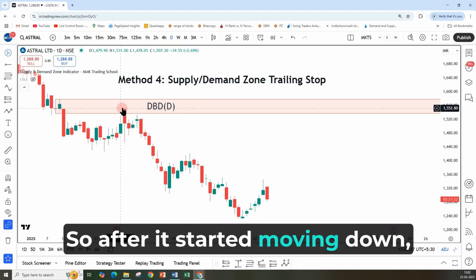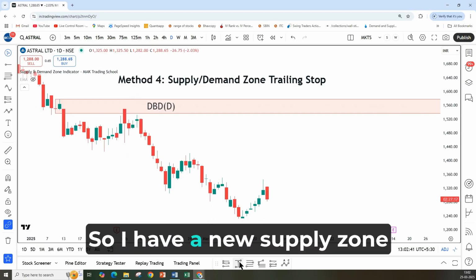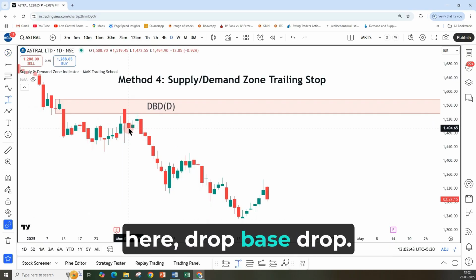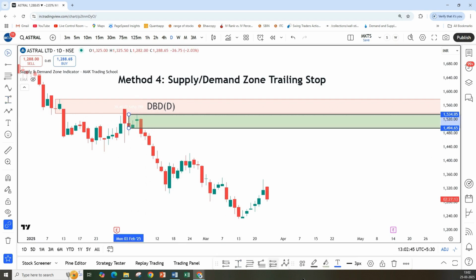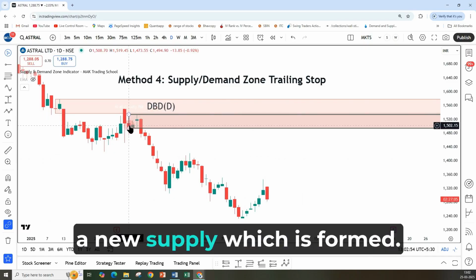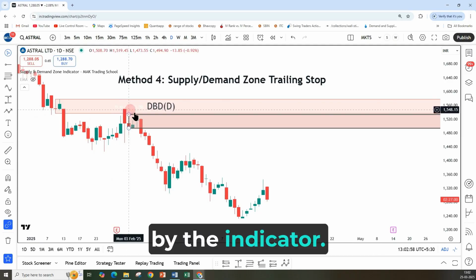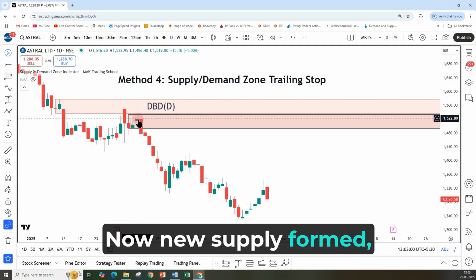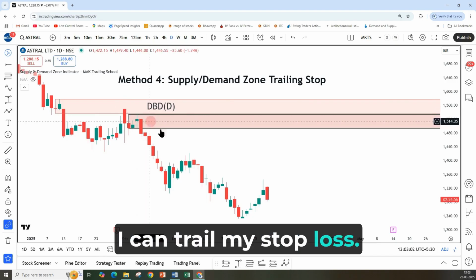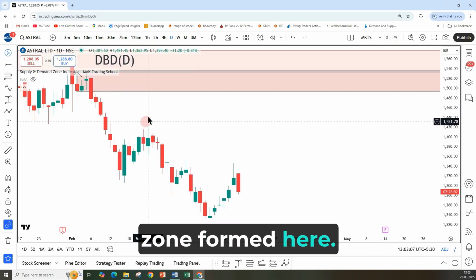So after it started moving down, you had a drop, 3 candle base and another drop. So I have a new supply zone here, drop base, drop. So now I can trail my stop loss above this particular supply, a new supply which is formed. My initial entry was at the supply zone marked by the indicator. Now new supply formed, drop base drop, I can trail my stop loss. Another drop base drop zone formed here.